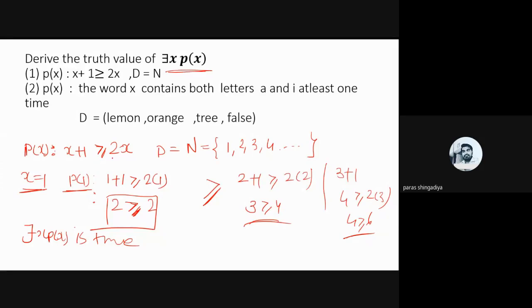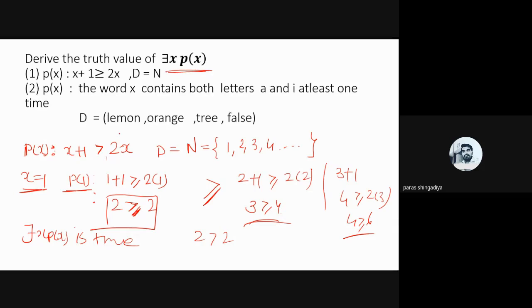And if I modify this condition, I remove the equality from this example, meaning greater than only, x plus 1 greater than 2x. So we cannot find any value from the domain where P(x) becomes true. You can easily check that. For 1, you get 2 greater than 2, that is wrong. For 2, 3, 4, 5, 6, it is 3 to 4, 4 to 6, and so on. So for such a case, there exists x P(x) will be false.